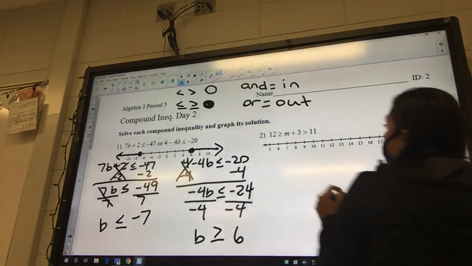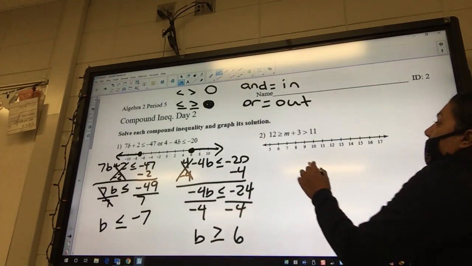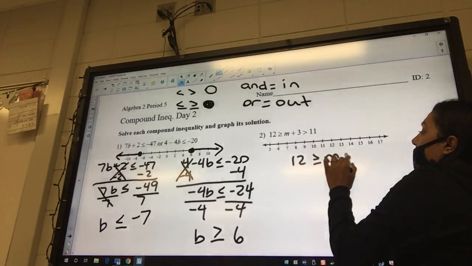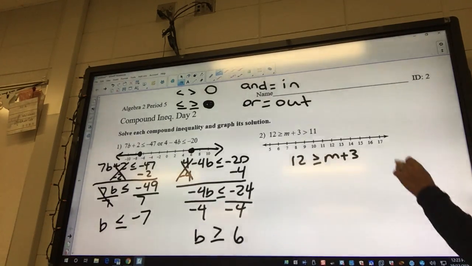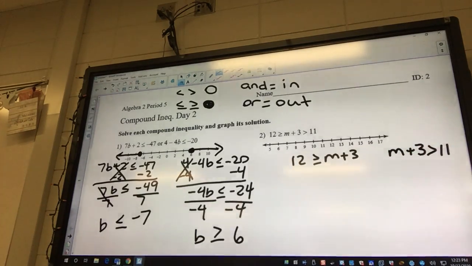Okay, so if we look at 12, I got 12m plus 3. How do we write the second one? Because these ones don't have a word separating them. It's going to be m plus 3 is 11.